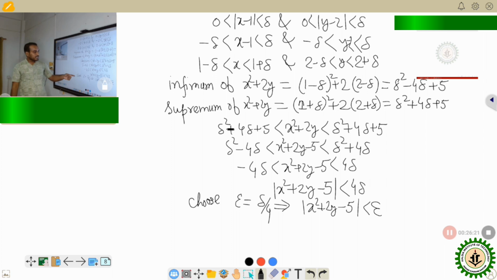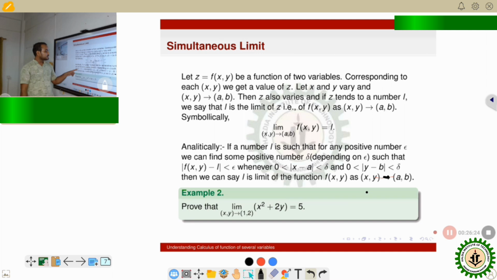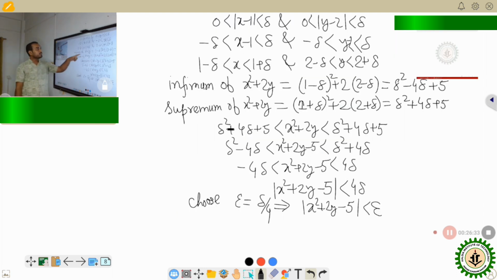So you can check that the definition we have stated, that is mod of f(x,y) minus L should be less than epsilon whenever this condition holds. So we are supposing this condition holds. That's why we have solved the infimum and supremum of this x square plus 2y, and we are making it an inequality to the standard form, that is f(x,y), that is x square plus 2y minus L. L is here 5, that is less than epsilon.